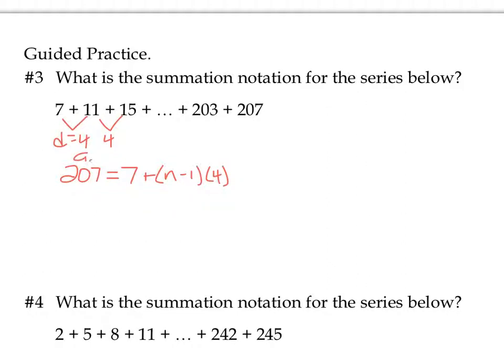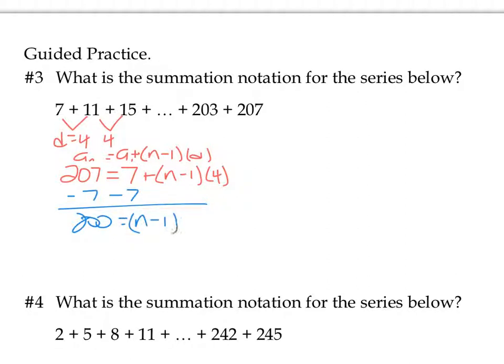A sub n equals a sub 1 plus n minus 1 times d, right? And then that's how we get this. A sub n, so the 207th term, the last one, we're going to try and figure out what that n is, equals 7, the first term, plus n minus 1 times d. Now we can solve this equation. We can subtract 7 on both sides and get 200 equals n minus 1 times 4. Then we divide both sides by 4 to cancel out there. And we get 50 equals n minus 1. We add 1 onto both sides, and we have n equals 51.